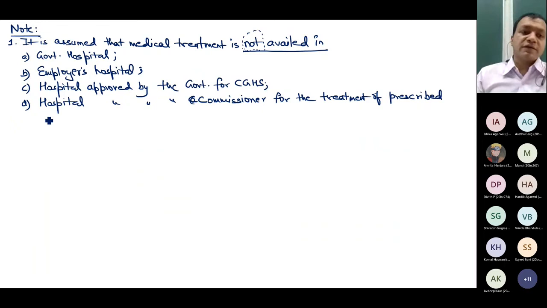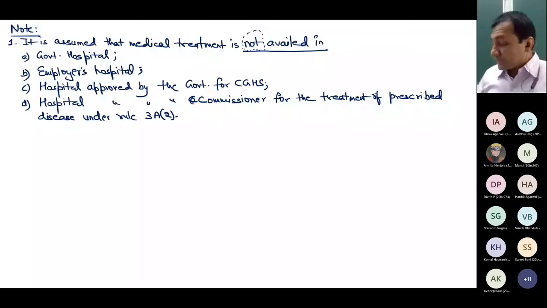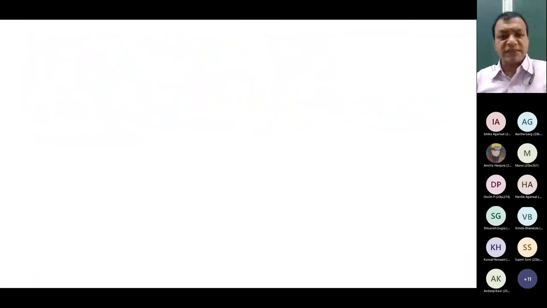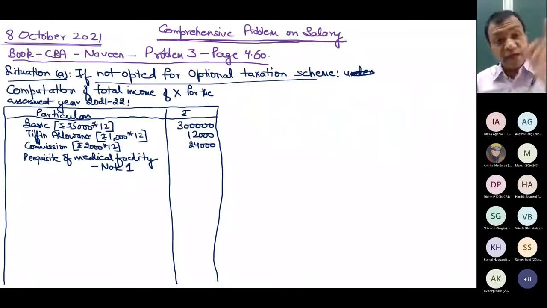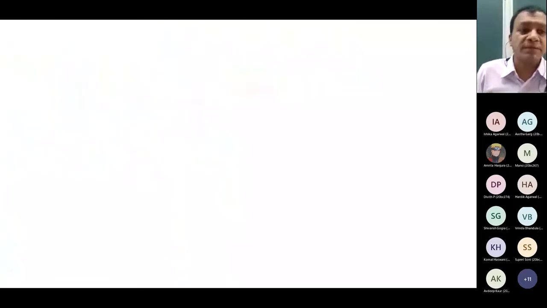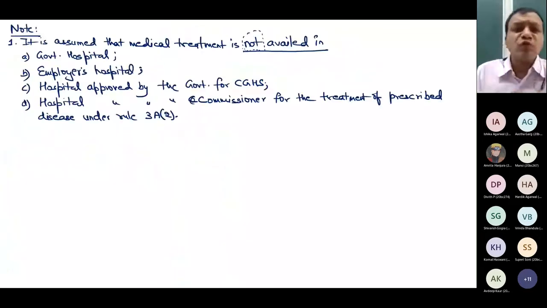Disease under Rule 3A. And if you want to write sub-rule, it is sub-rule 2, otherwise you can avoid it. Now, if this is my assumption, then I will say that this medical reimbursement is taxable. But I need to write it carefully as a note, otherwise the question is incomplete. If you want to assume that it is availed in any of these hospitals, then you will write that it is exempt. Both are correct.